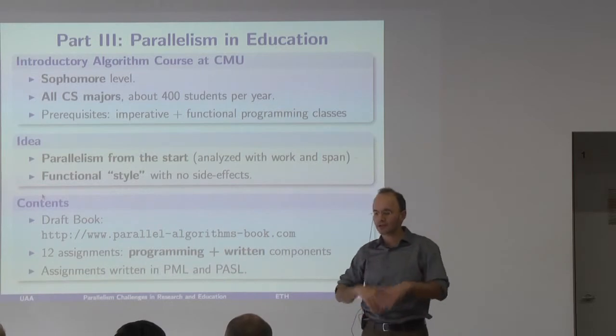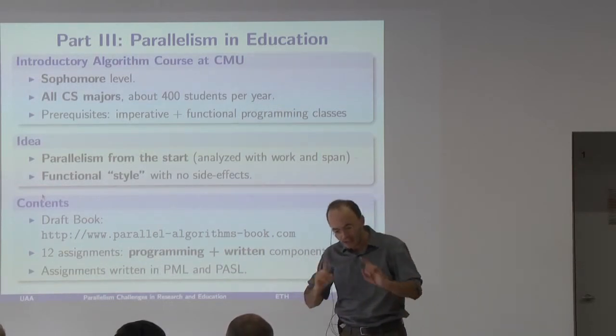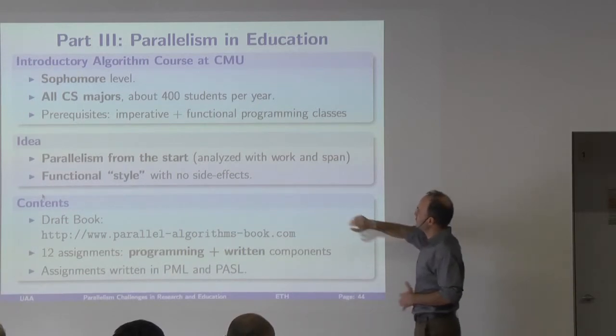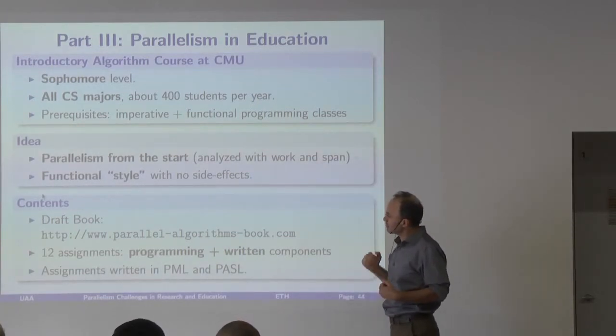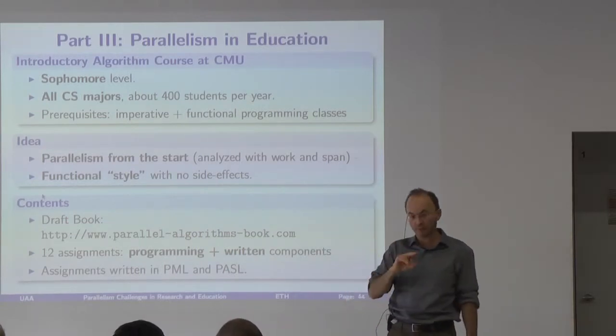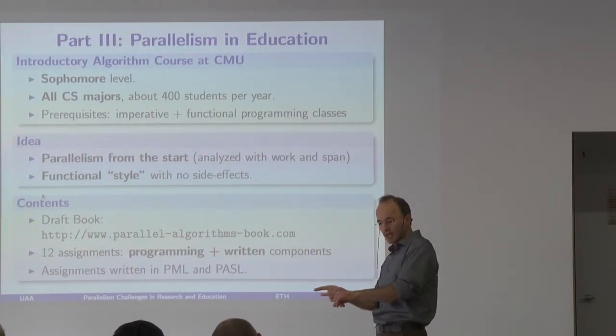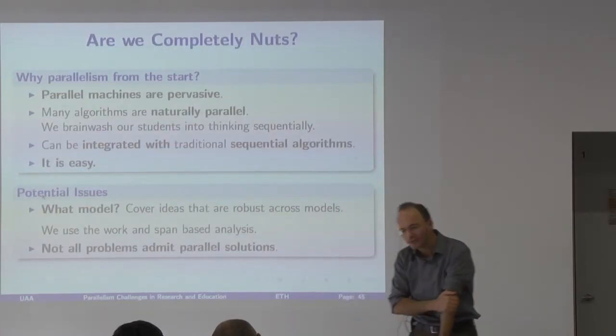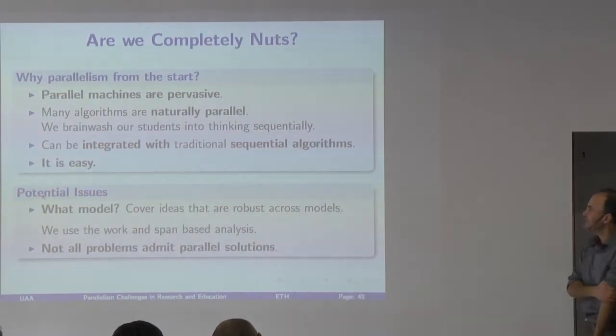The course is a whole array of assignments, 12 assignments. Now, what's interesting is that even though I told you that we don't want the students to worry about exactly how things are implemented, all the assignments are actually written. They all have written components and implementation components, written in ML and Parallel ML, C++ and Parallel C++. Okay, so now you can ask, are we completely nuts, right?